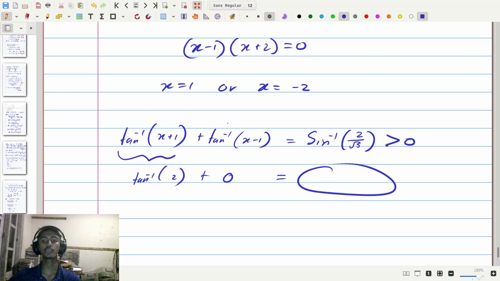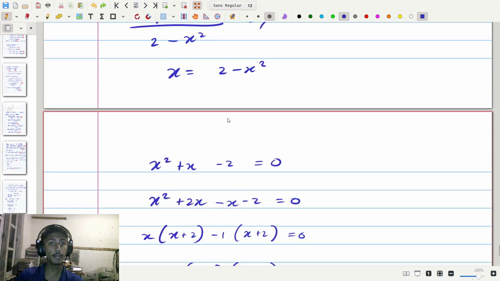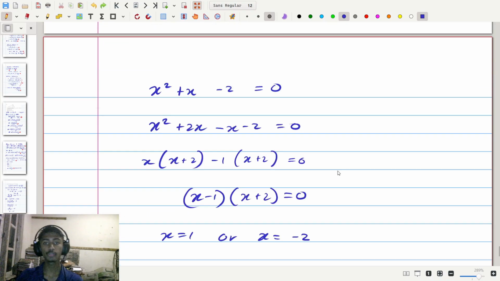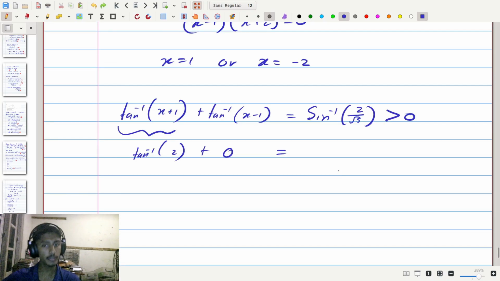And that's equal to the right hand side, which, as we know, the sine inverse of 2 over root 5, as we proved above, is also equal to the tan inverse of 2, as tan of theta is equal to 2. So according to that, on the left hand side we have tan inverse of 2, and on the right hand side we also have tan inverse of 2. So this one works.